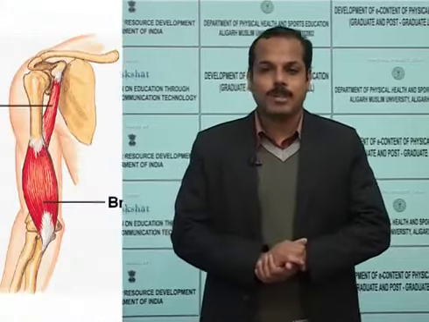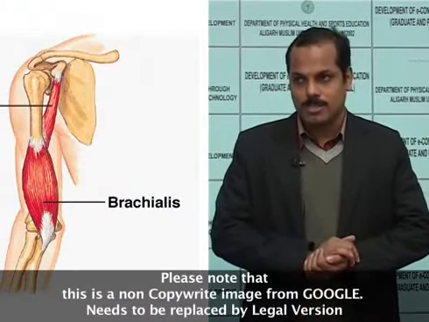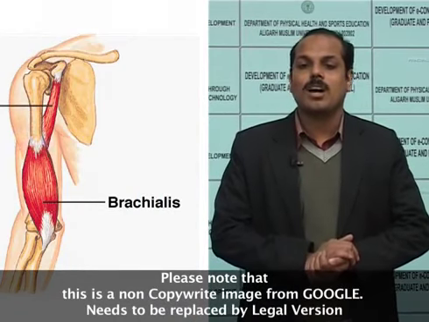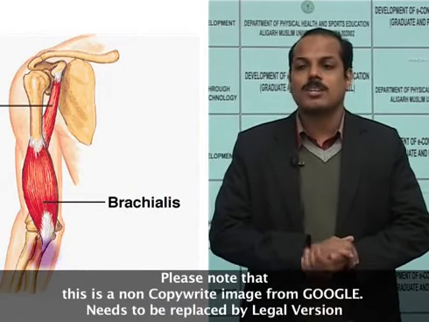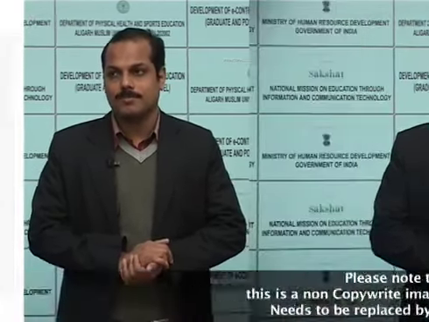Next muscle on the anterior compartment of the arm is the brachialis. Brachialis originates from the anterior surface of the humerus, particularly the distal half of the bone. Then it is inserted on the coronoid process and the tuberosity of the ulna. The nerve supply is the musculocutaneous nerve. Action of the brachialis is flexion of the elbow.